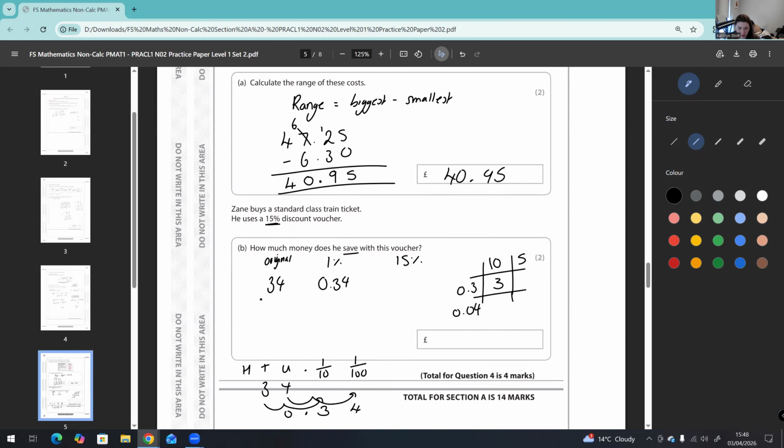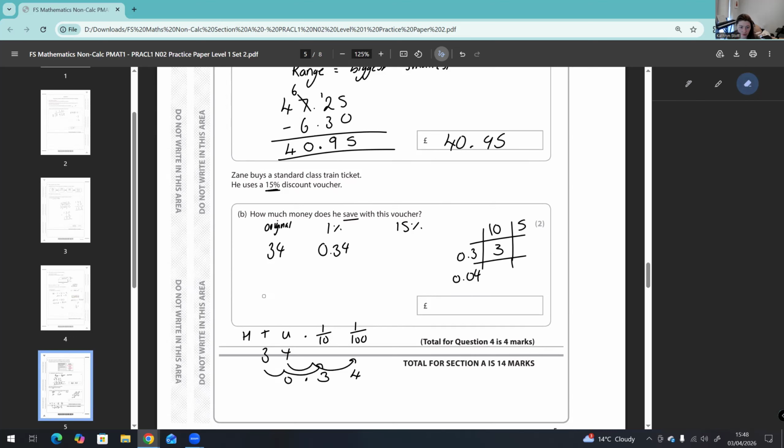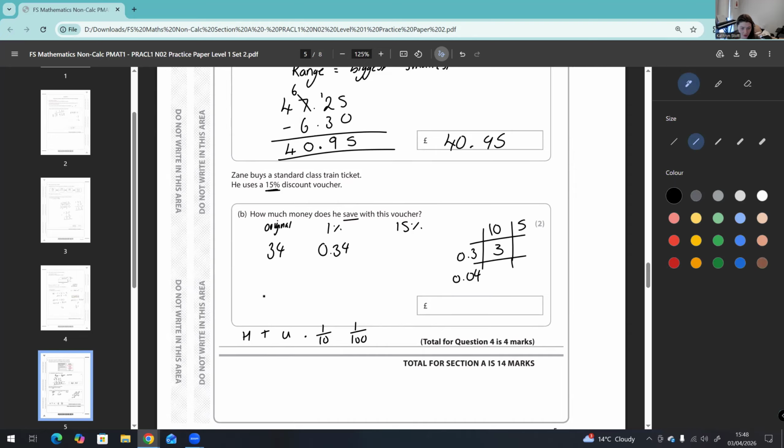We can use our scaffold to help us as well here. So let's rewrite our current working out of this. And then let's get in, for example, 0.3. Times it by 10, it just goes up 1 jump into the units. Let's do 0.04. So 0.04 times by 10, 1 jump into here, leaving us with 0.4.